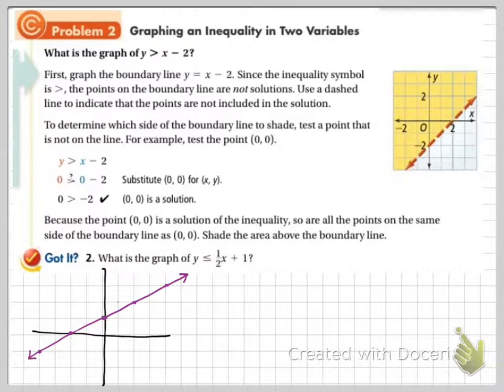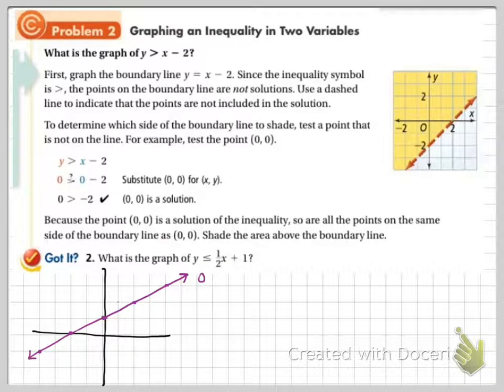Okay, once I drew in my line, I'm not done. I need to still shade one of the sides. So you need to plug in a point to your inequality. I suggest plugging in the point 0, 0. Okay? As long as your line doesn't go through 0, 0, right? If our line went through 0, 0, don't use it. But it doesn't go through it, so I'm going to use the point 0, 0.